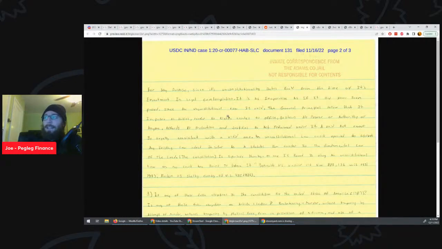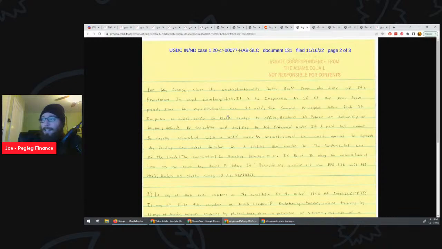Since its unconstitutionality dates back from the time of its enactment, in legal contemplation it is as inoperative as if it had never been passed. Since an unconstitutional law is void, the general principles follow that it imposes no duties, confers no rights, creates no office, bestows no power or authority on anyone, affords no protection, and justifies no act performed under it. A void act cannot be legally consistent with a valid one.